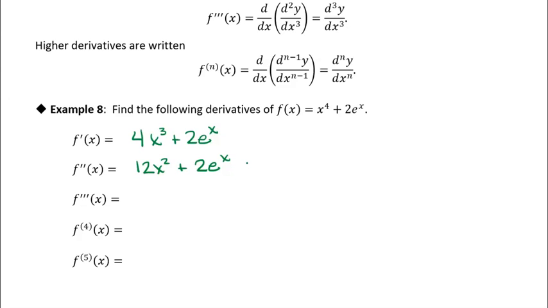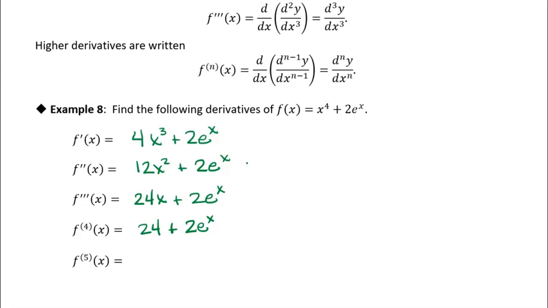So we can keep going. The third derivative, we take the derivative of the second derivative, and we get 24x plus 2e to the x. Now, notice the notation is switching here. After the third derivative, we're just using the number in parentheses to denote which derivative, the order of the derivative. So take the derivative of 24x, we're just going to get 24. And the derivative of 2e to the x is always 2e to the x.